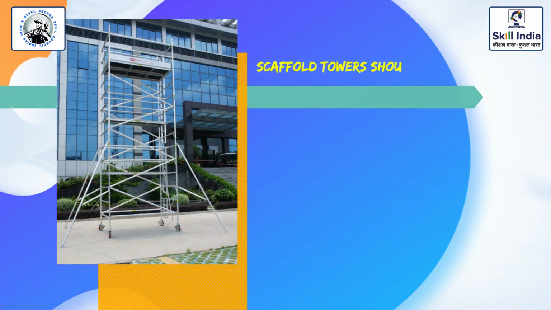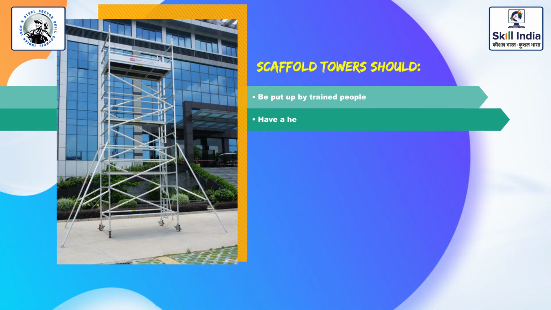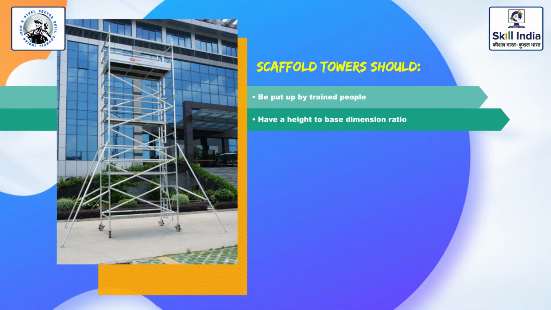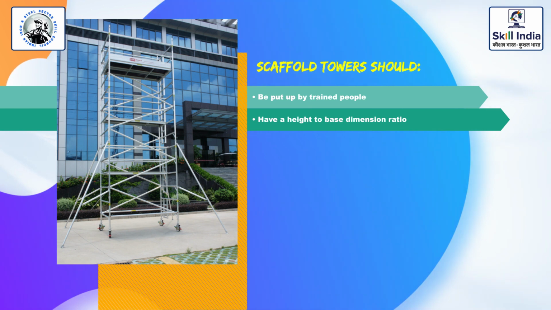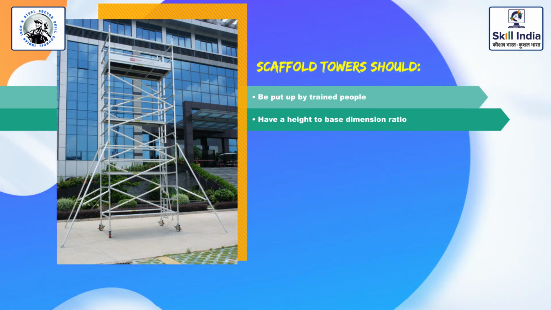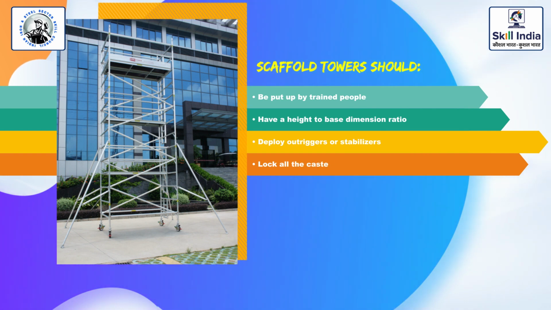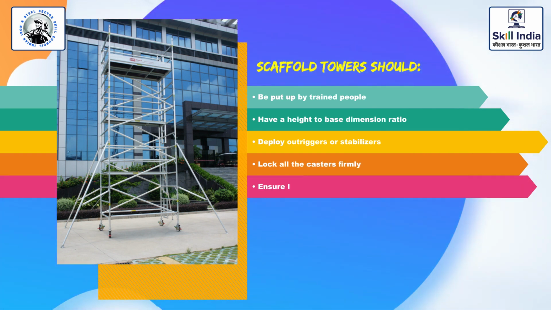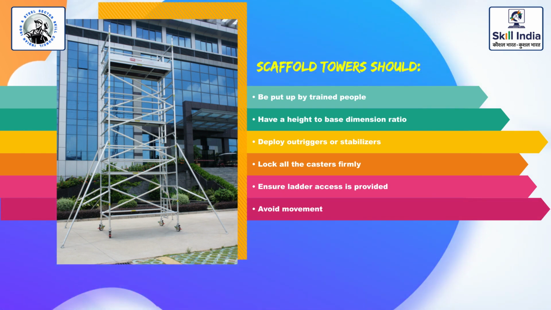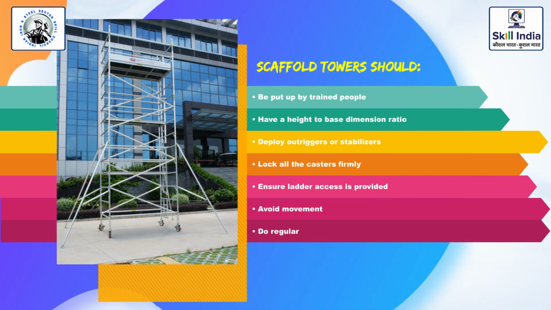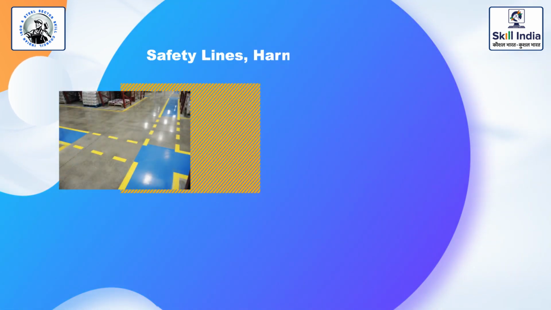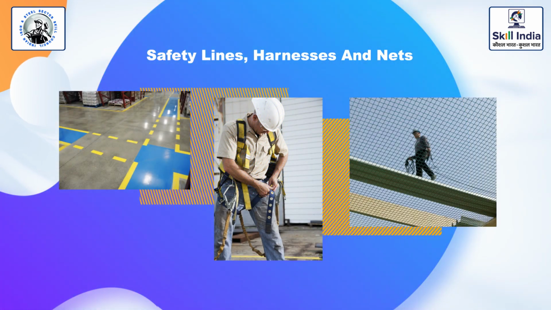If you are using scaffold towers, the towers should be put up by trained people. Height to base ratio should be 3:1 for indoors and 2.5:1 for outdoors. Use stabilizers if necessary. Deploy outriggers or stabilizers if height is 2.5 meters or above. Lock all the casters firmly before using. Ensure ladder access is provided at the working platform. Avoid movement when the tower is engaged. Do regular inspection and maintenance. Also keep in mind to use safety lines, harnesses, and nets in case no other equipment is okay to use.